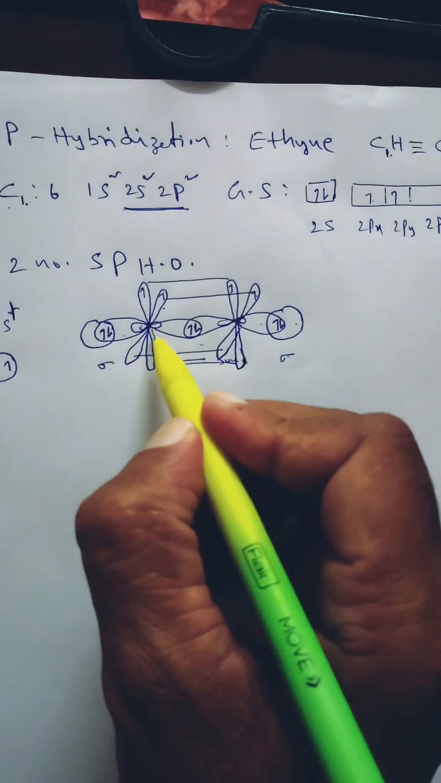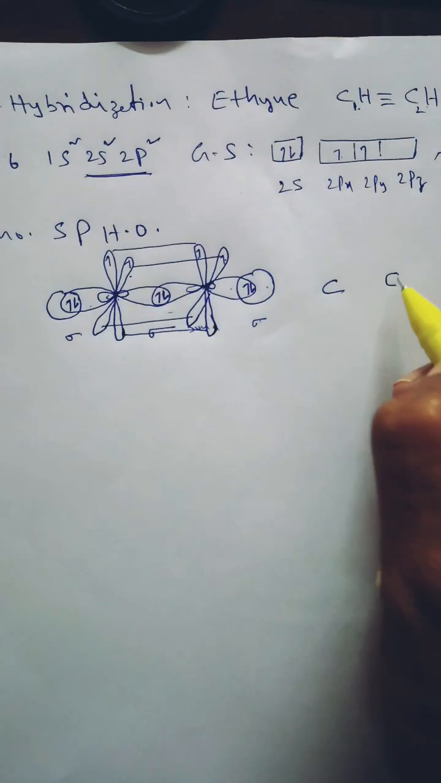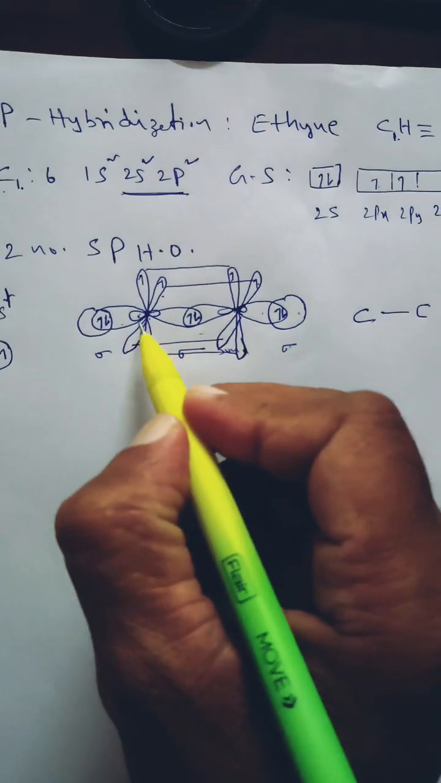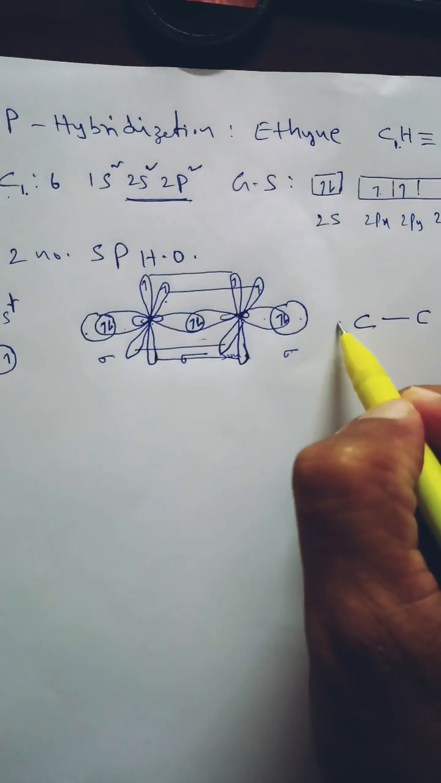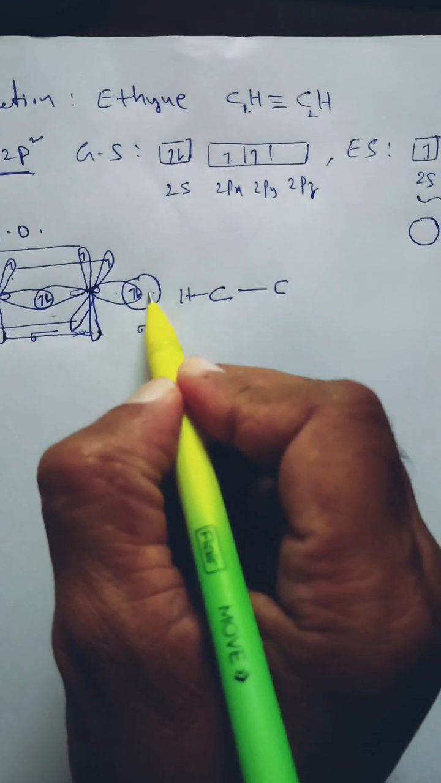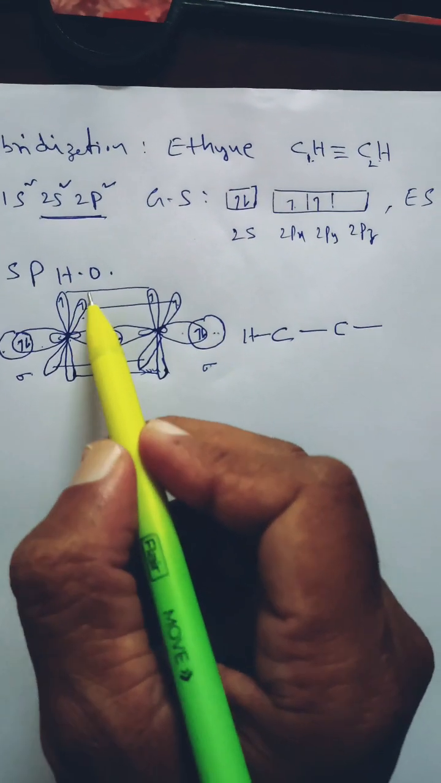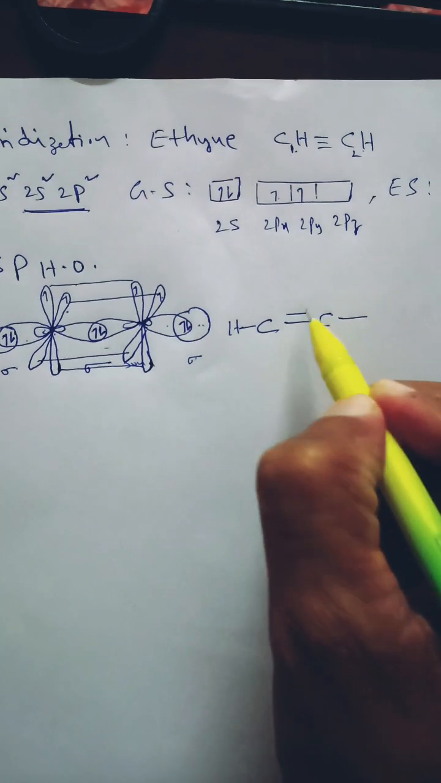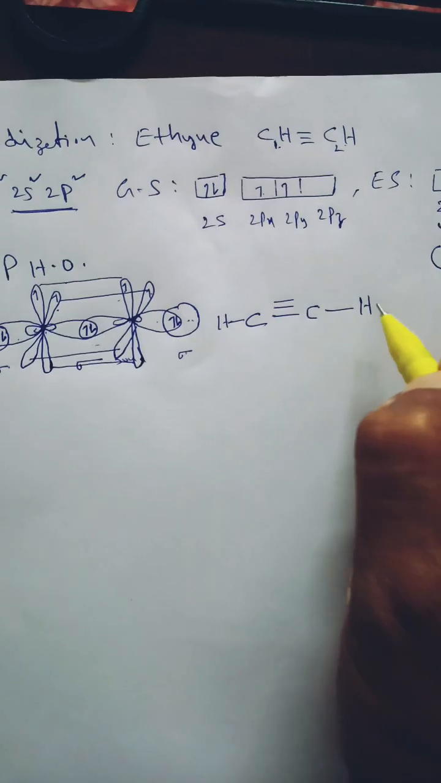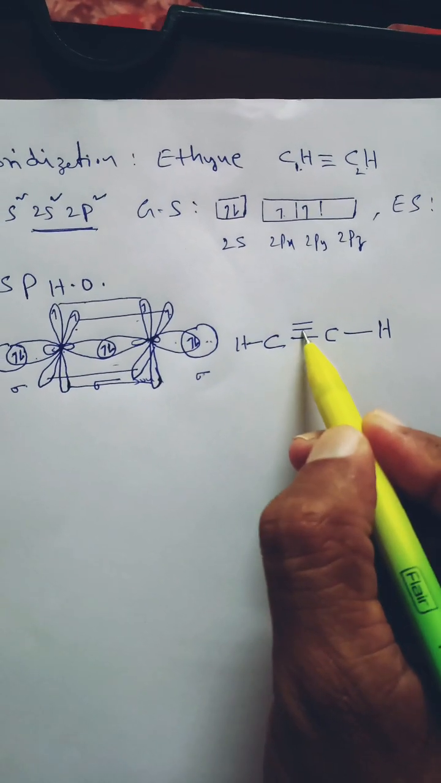So if we write, this is carbon and this is also carbon, and a carbon-carbon sigma bond is available, and a carbon-hydrogen sigma bond is available, and this carbon-hydrogen sigma bond is available, and this is one pi bond, this is another pi bond. That means here H is there. That means this is a sigma bond, this is a pi bond, this is a pi bond.